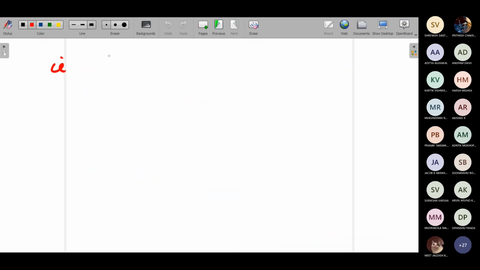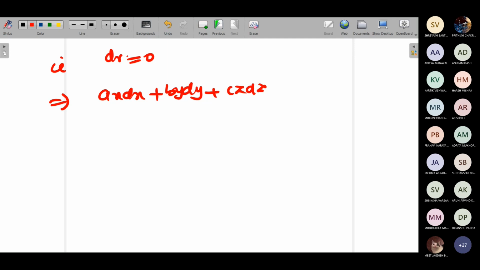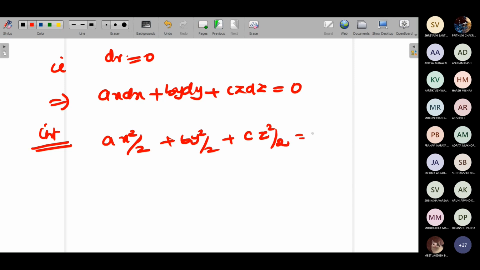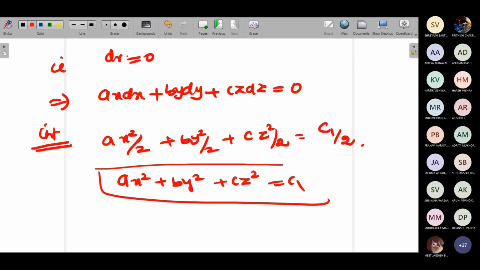I'll write it like this: denominator is equal to 0. So this implies ax dx plus by dy plus cz dz is equal to 0. Now integrate this. On integration, you will get a into x square by 2 plus b into y square by 2 plus c into z square by 2 is equal to some c1 by 2. So this will be ax square plus by square plus cz square is equal to c1.